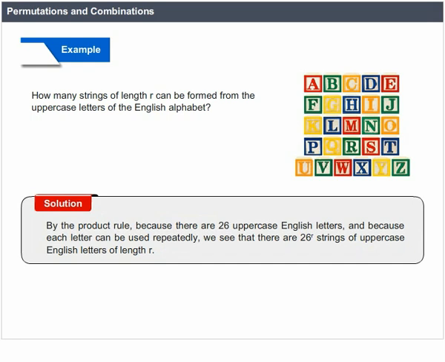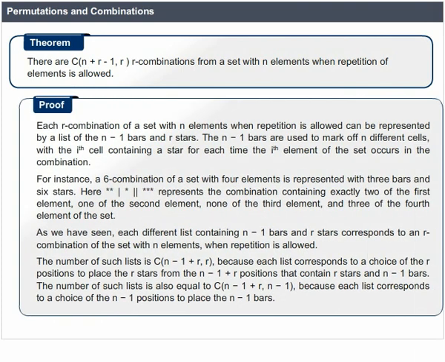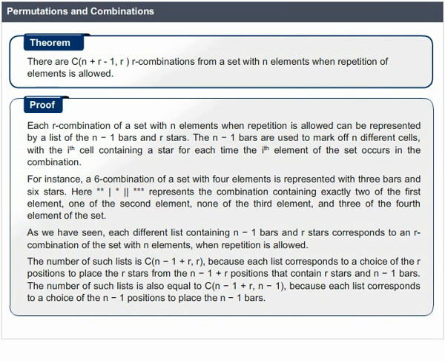There are C(n+r-1, r) r-combinations from a set with n elements when repetition of elements is allowed. Proof. Each r-combination of a set with n elements when repetition is allowed can be represented by a list of n-1 bars and r stars. The n-1 bars are used to mark off n different cells, with the ith cell containing a star for each time the ith element of the set occurs in the combination.